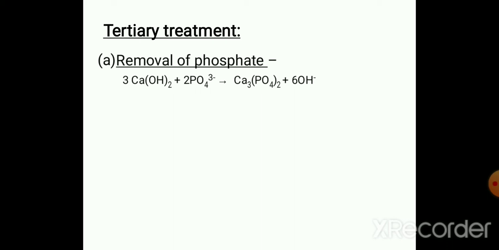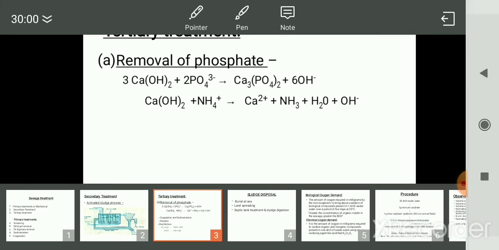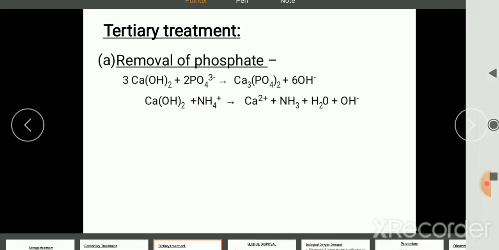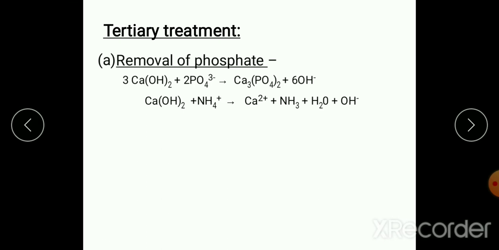And at this pH, ammonium salts are converted to ammonia. So this ammonium ion, whichever you can see here, NH4+, can be converted into ammonia, that is NH3. Here you can see NH4+ converting into NH3. So this is nothing but conversion of ammonium salts to ammonia.